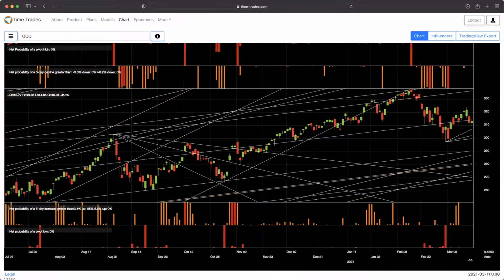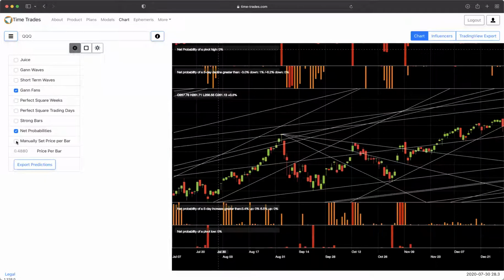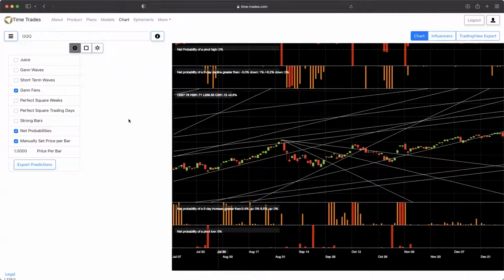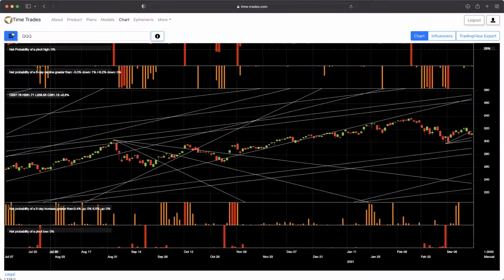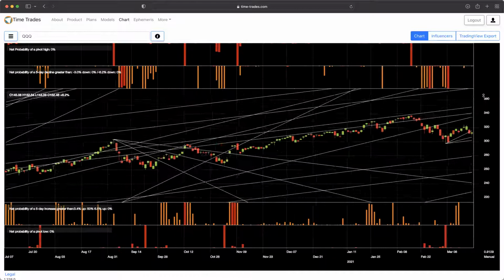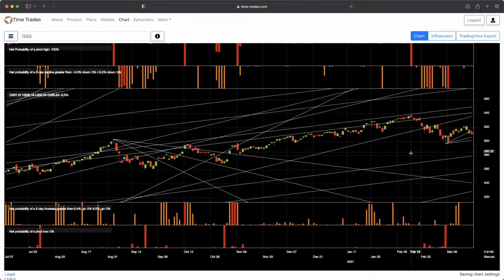Now we can fix that by going over to the menu, and we can manually set the price per bar. So if we want to manually fix the price per bar to say, I don't know, 1.0, so this is $1 of QQQ per day, okay? We can do that. We can just type in 1 here and we're done. Another way of doing it is we can turn off the menu. We can actually drag our mouse on the price axis here. And this is the way I like to do it.